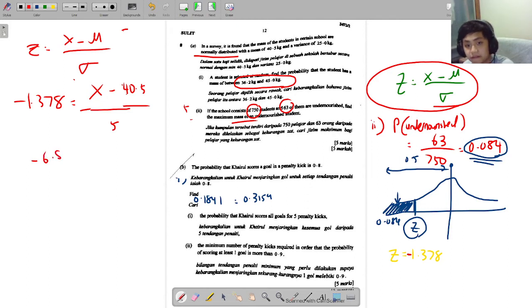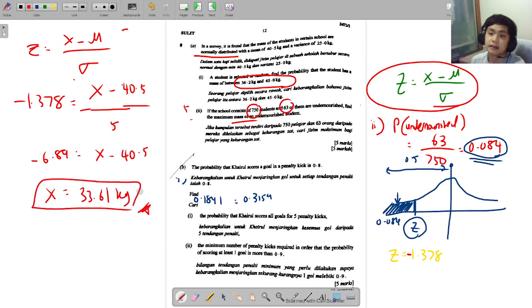6.89 equals x minus 40.5. So x equals 40.5 minus 6.89. So that is 33.61 kilograms. So this is the maximum mass for somebody that is undernourished in this case. Right? So for part B, don't need this anymore.